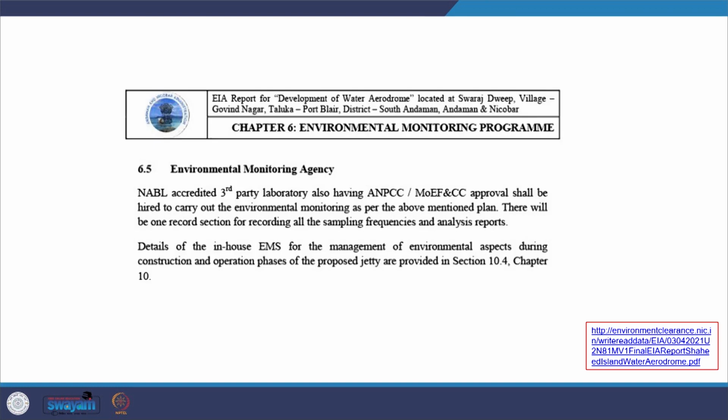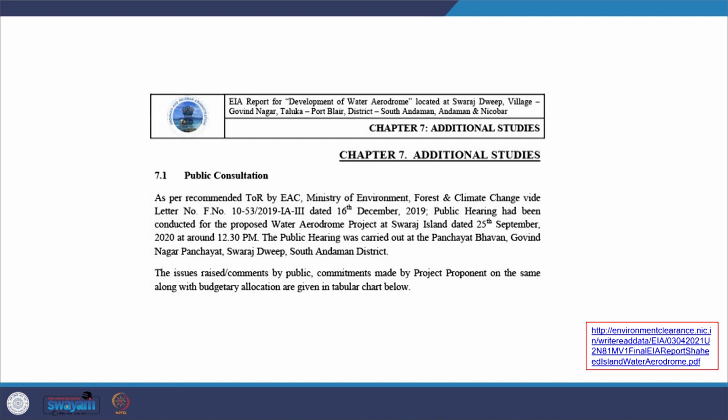And the Environmental Monitoring Agency, which will be involved, they have mentioned that they would be using a certified laboratory, approved by MOEF and CC. So approved by them, they would be pointed to monitor the environmental parameters in and around the project site as per their proposal. So in this project, you see that they had also undertaken additional studies because you understand the unique nature of the project here.